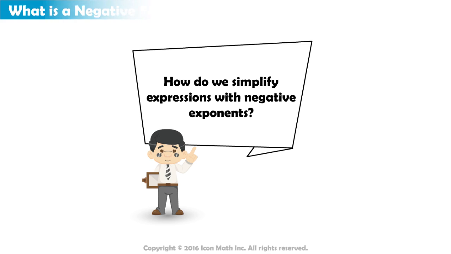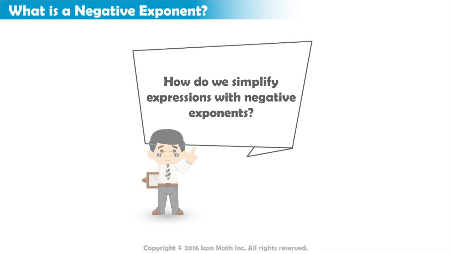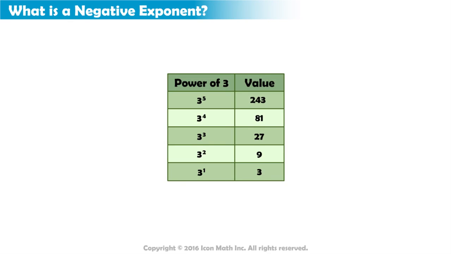In order to understand what a negative exponent means, let's look at the following chart of the powers of 3. Notice what is happening to the value of each power of 3 as we decrease the exponents. Each time we decrease the exponent, we are dividing the previous value by 3.